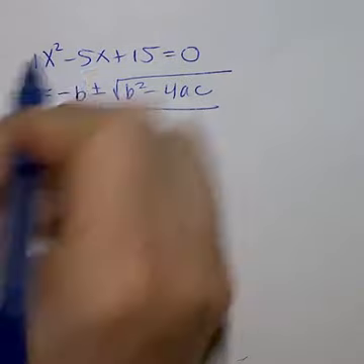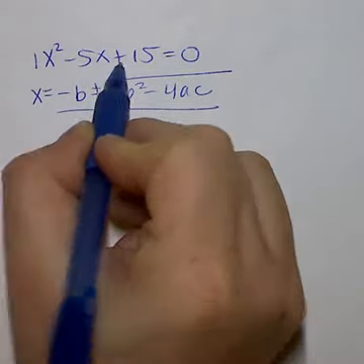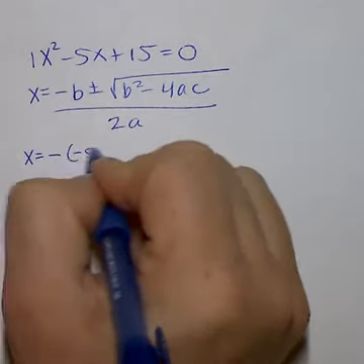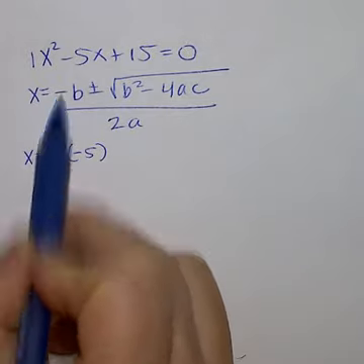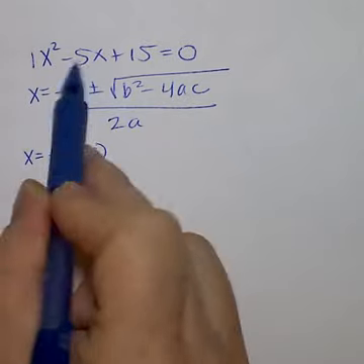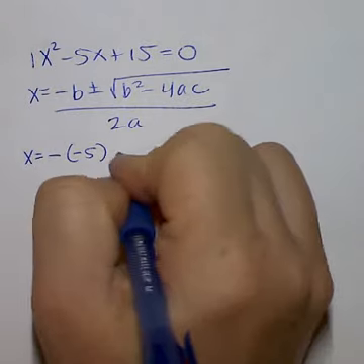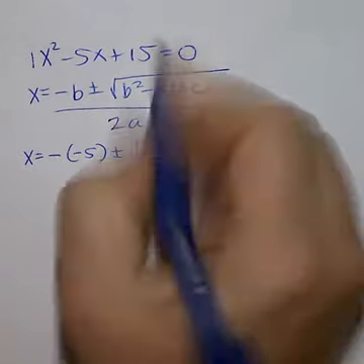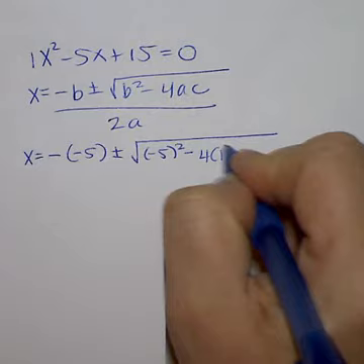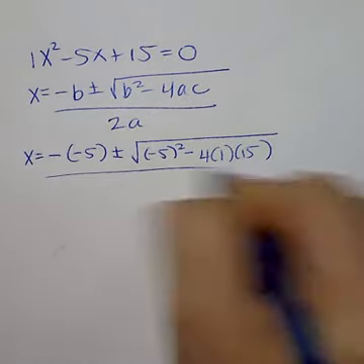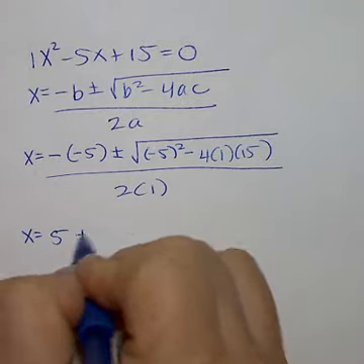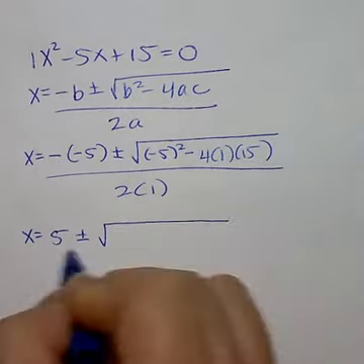A is 1, B is negative 5, C is 15. So B is negative 5. Big mistake students often make is they forget there's already a negative there. So this negative that was already there combined with the negative 5 is actually going to give you a positive 5. Negative 5 squared minus 4 times A times C all over 2 times A. 2 negatives make a positive. 2 times 1 is 2.